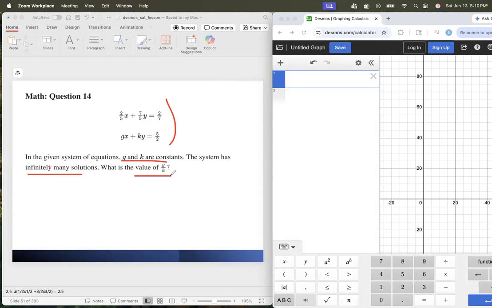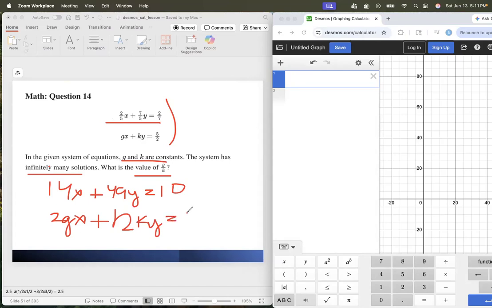For this one, I like to solve the algebra and confirm with Desmos, because you have two constants, so you have to take sliders. It's easy that way. Clear the fraction from here. Multiply this side by 7 and this by 5. 7 times 2 will be 14x, and then this will be 49y, and then this is 10. Clear the fraction here by 2. And therefore, this is going to be 2gx plus 2ky is equal to 5.